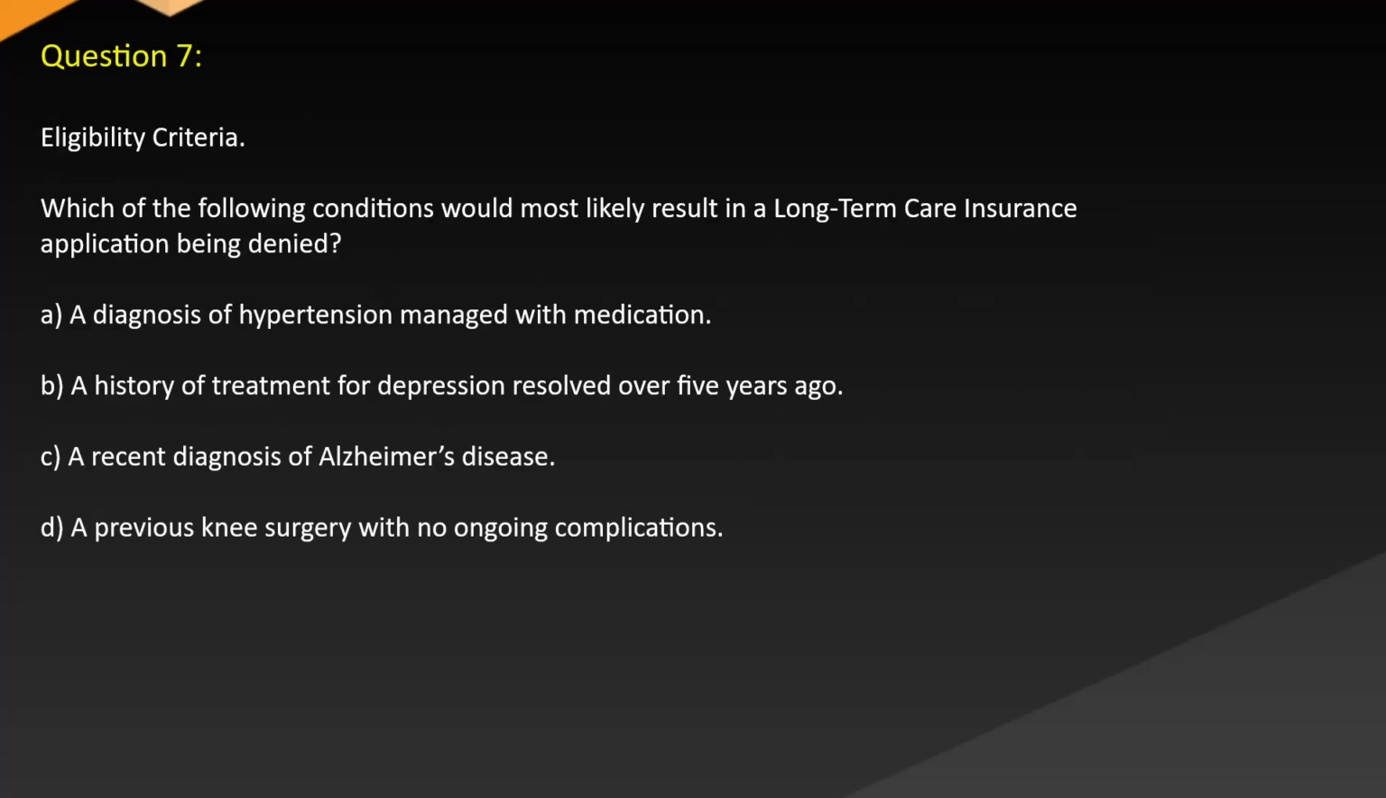Question 7. Eligibility criteria. Which of the following conditions would most likely result in a long-term care insurance application being denied? A. A diagnosis of hypertension managed with medication. B. A history of treatment for depression resolved over 5 years ago. C. A recent diagnosis of Alzheimer's disease. D. A previous knee surgery with no ongoing complications.